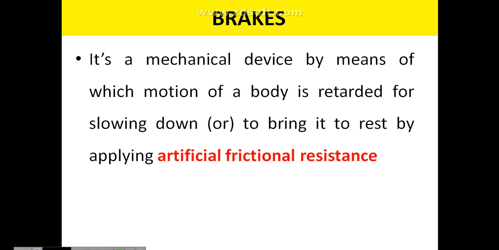So brakes are nothing but a device that produces artificial frictional resistance. For example, if we are going to slow down or stop a rotating member, we create an artificial arrangement for the member. That device is known as a brake. It's a mechanical device by means of which the motion of a body is retarded, slowing it down or bringing it to rest by applying artificial frictional resistance.